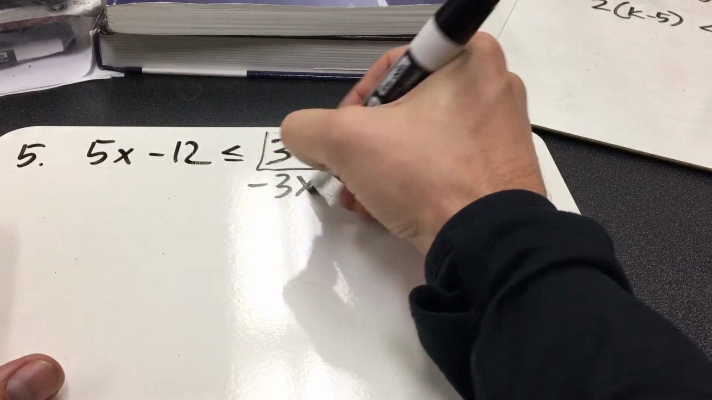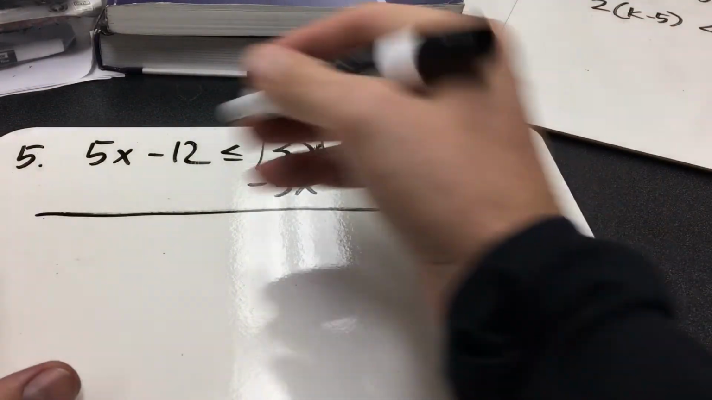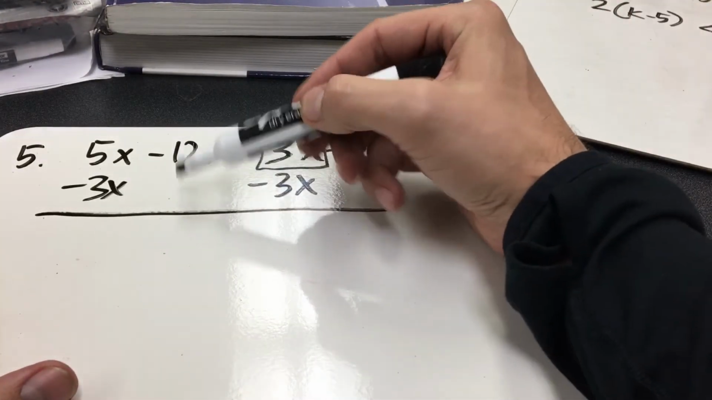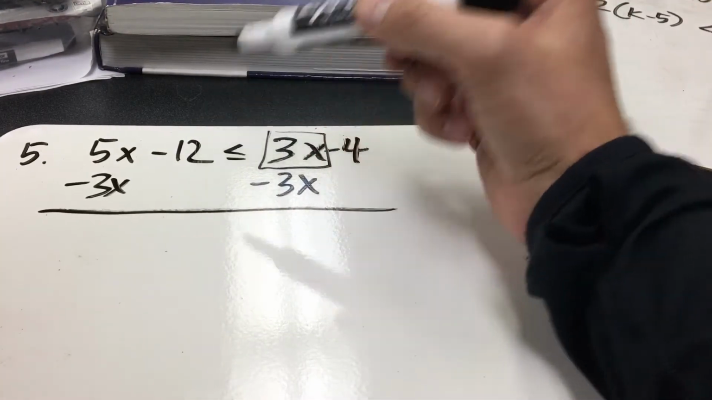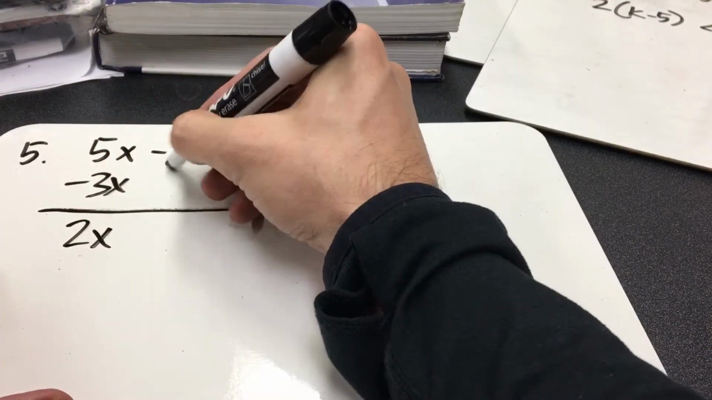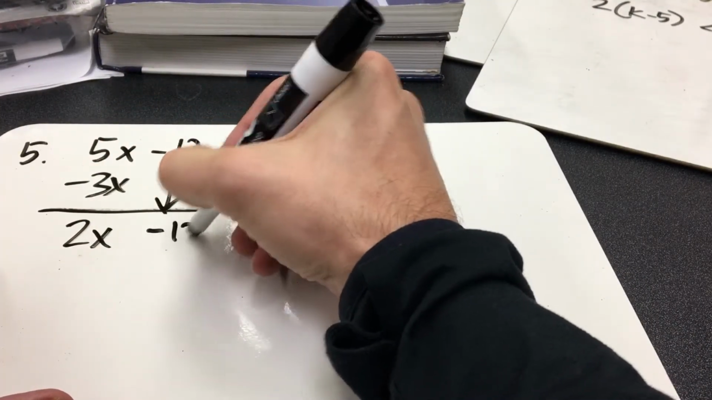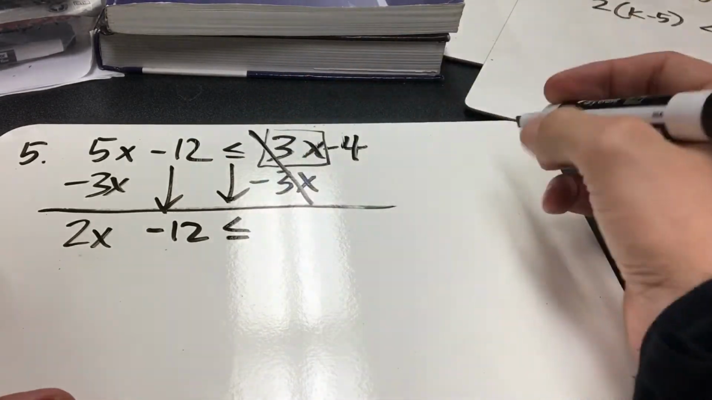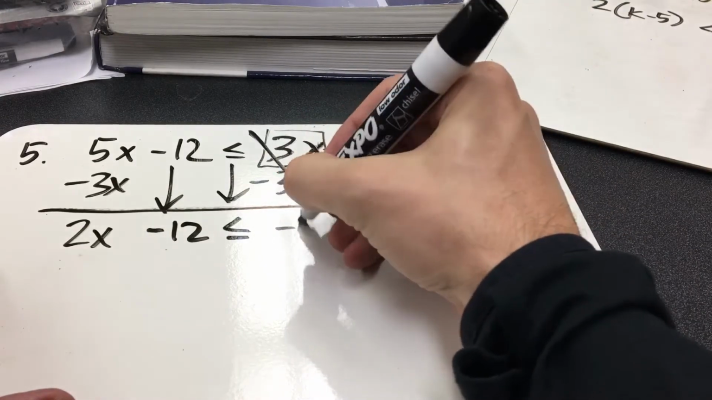I can do 3x minus 3x. That's going to equal 0. So over here, I better put x's underneath the other x's. I would never put a minus 3x underneath a 12. Those aren't like terms. So here 5x minus 3x is 2x. The minus 12 just drops down. The symbol just drops down. Here 3x minus 3x is 0. 0 minus 4 is negative 4.